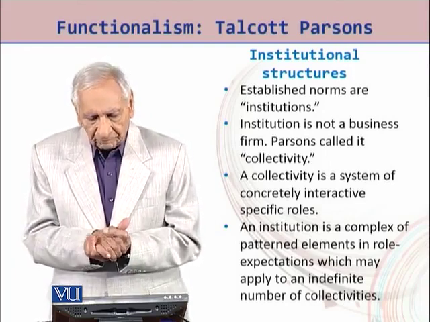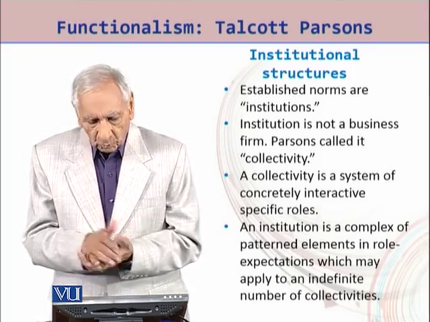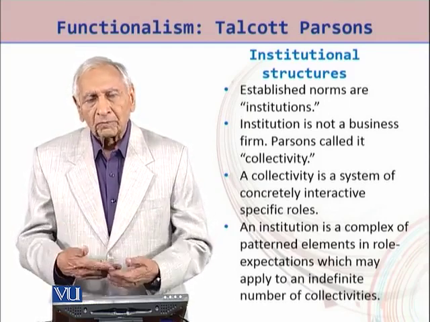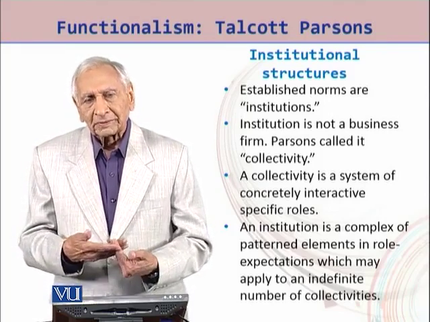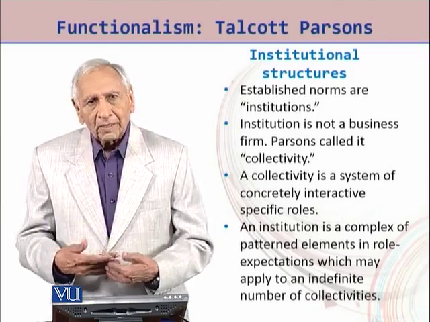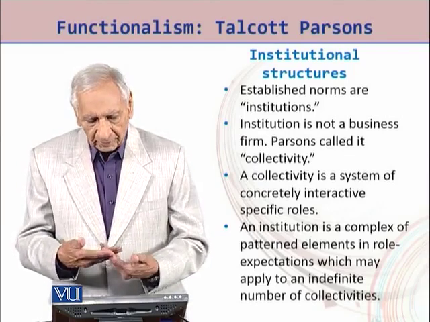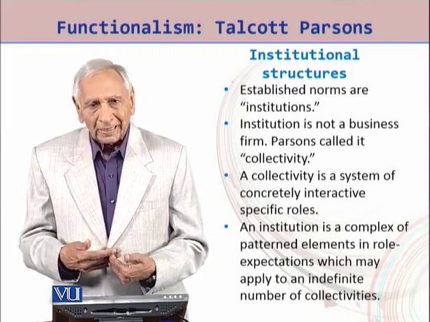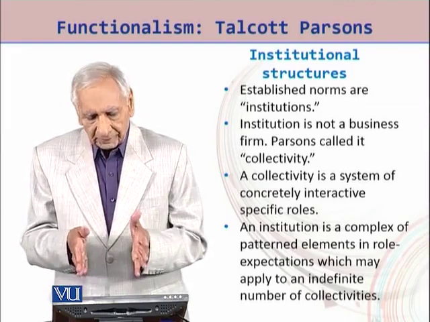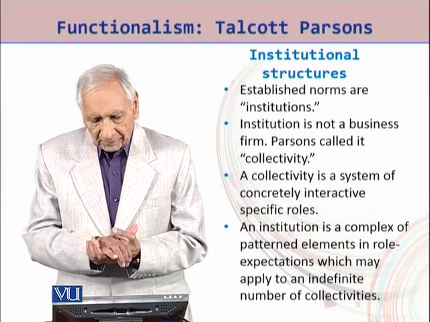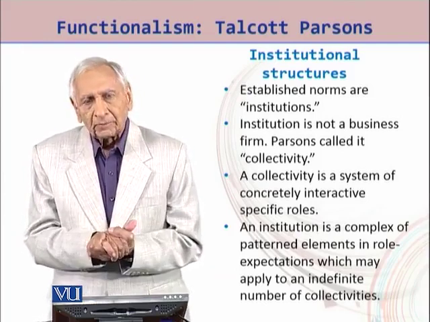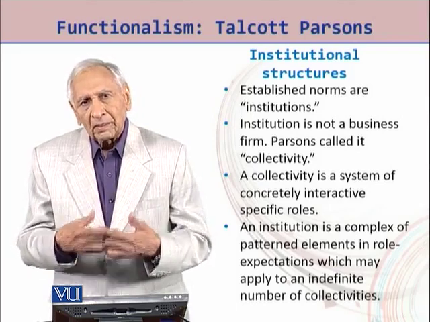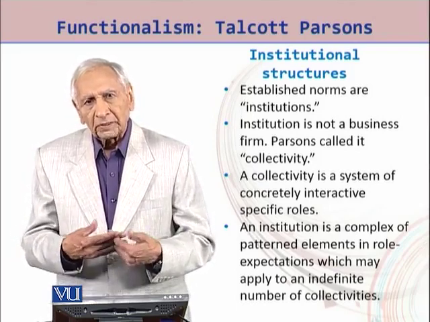A collectivity is a system of concretely interactive specific roles, and we see that these roles are performed in line with the norms. These norms again are not scattered pieces; they are interrelated, and this interrelated system might be called an institution. Therefore, we could say an institution is a complex of patterned elements in role expectations. Role expectation is the norms. These norms apply to an indefinite number of activities of the individuals, and these norms are part of a number of institutions.